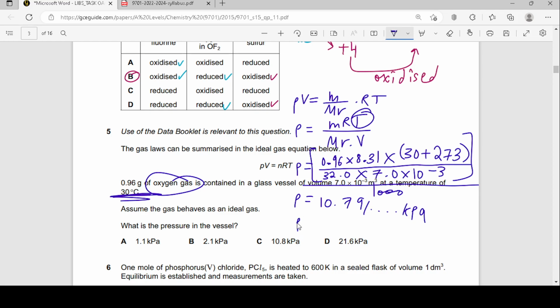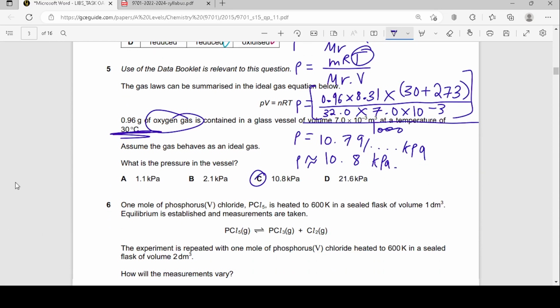So what option is that? That is option C, right? Because this is approximately 10.8 kilopascals, which is option C. So that's the answer. Next question.